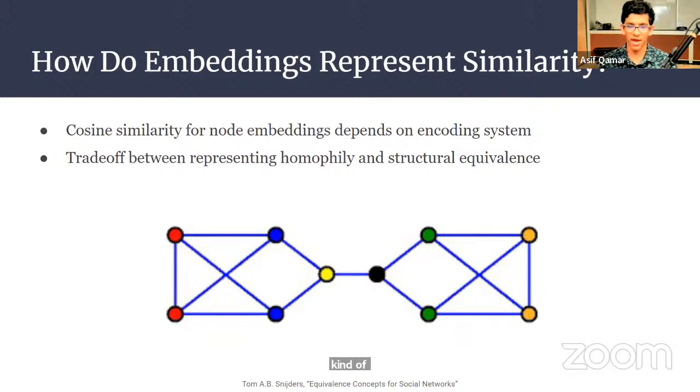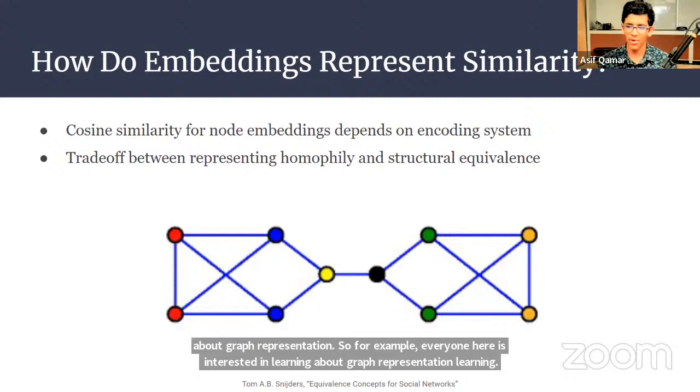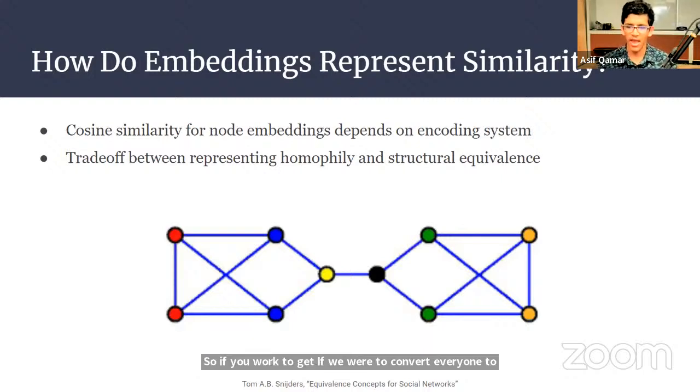And there are two different kinds of similarity that we can represent for node embeddings. So we have homophily and structural equivalence. Homophily is the idea that similar people group together, like birds of a feather flock together. And so if we're focusing on homophily, nodes that are close together should be considered similar. So for example, everyone here is interested in learning about graph representation learning. So if we were to convert everyone to node embeddings, everyone's node should appear roughly similar. And this is useful for node classification or clustering when we want to focus on the shared characteristics of nodes.